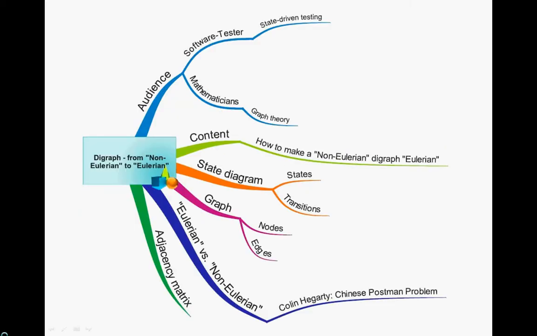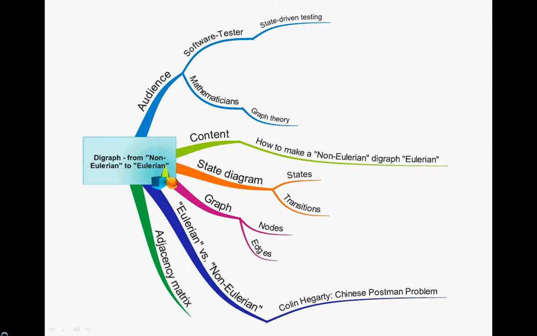Hi everyone! Here's a video which you may find interesting if you are a software tester who wants to know more about state-driven testing, or perhaps a mathematician with a graph theory background. I would like to show in this video an example of a non-Eulerian digraph, which we will transform into an Eulerian digraph. This has an impact on the test design when we try to cover the state diagram.